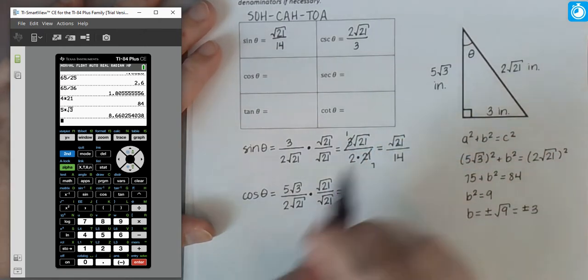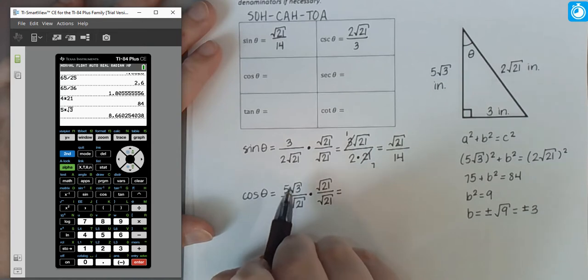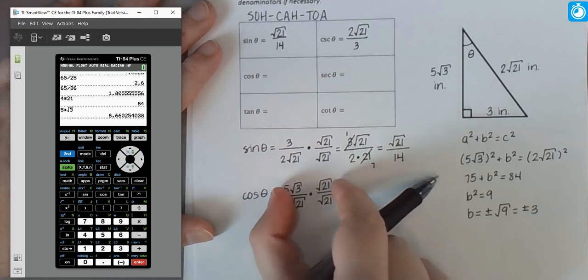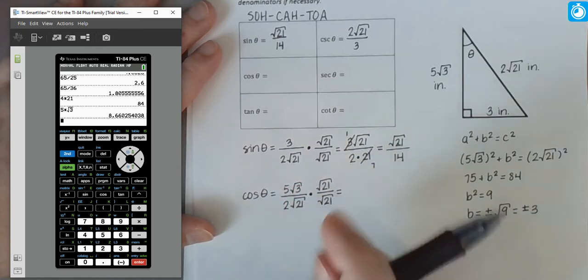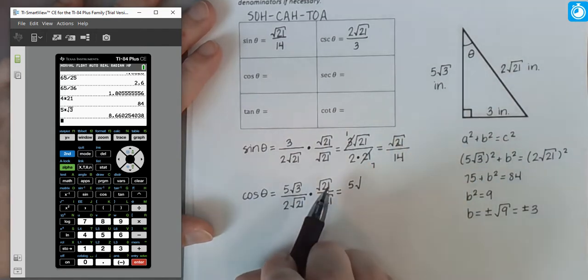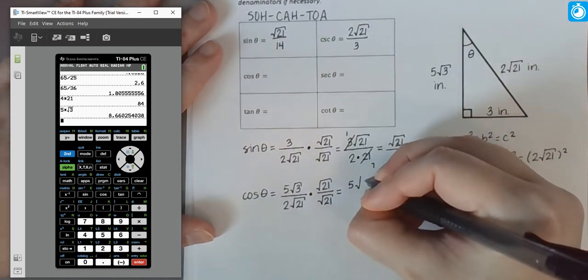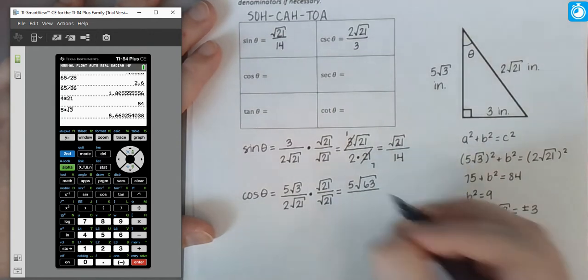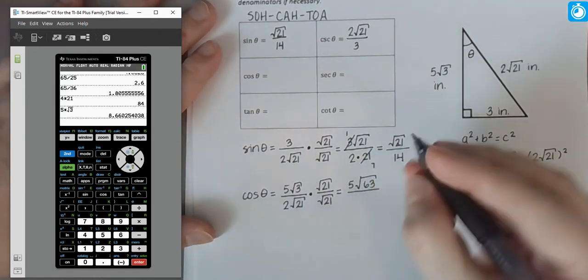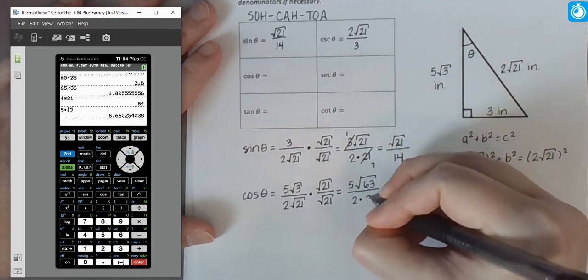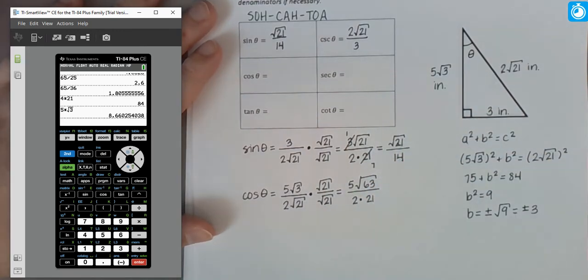Okay, so in the numerator, we now have 5 times root 3 times root 21. Now the two radicals can be combined together under one square root. So we now have both a 3 and a 21 under that radical, which is going to give me, if I'm not mistaken, root 63, that looks right. And then what do we have in the denominator? Well, 2 is still there. And then we rationalized the square root of 21, which now gives us a 21 just as is.